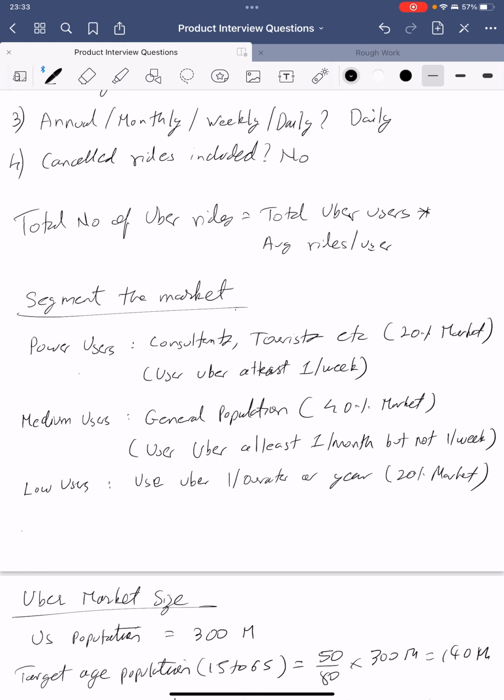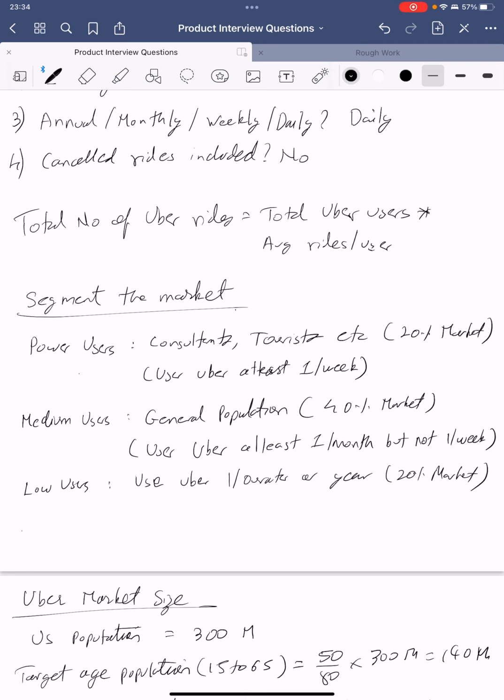I've segmented the market into three types of Uber riders: power users, medium users, and low users. Power users are like consultants or tourists. They use Uber at least once per week, and they are 20% of Uber's market. Medium users, the general population, are 40% of Uber's market.